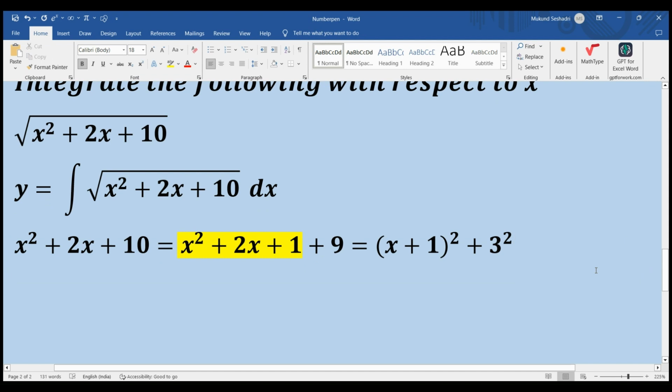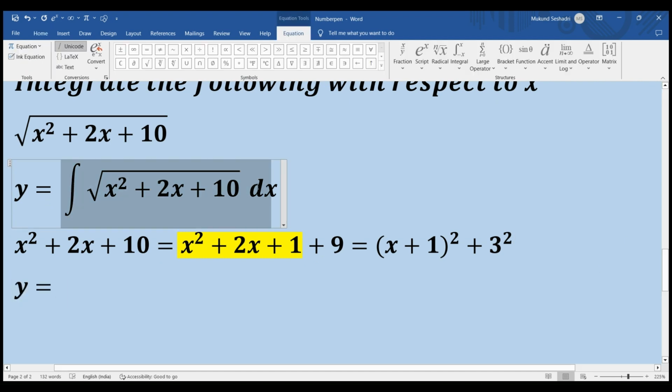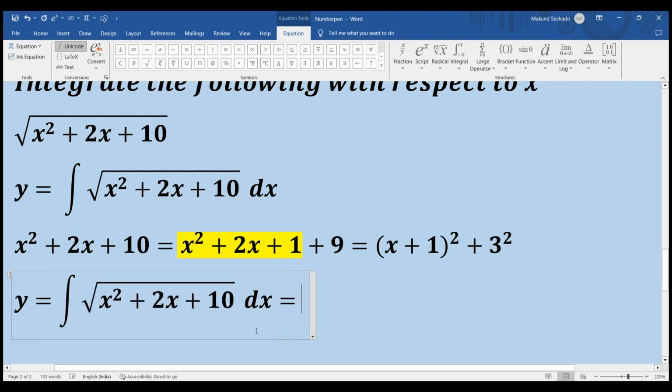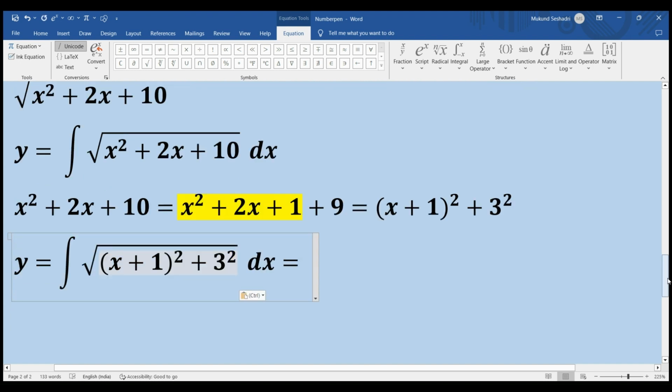So now let me go back to my y. My y is now integral of square root of x plus 1 the whole square plus 3 square times dx, right? So I can replace the quadratic term inside the square root with whatever I have worked out just now, right? Now, when I take a look at this term, I can immediately conclude that my y can further be reduced to the format integral of square root of a square plus x squared times dx, right?